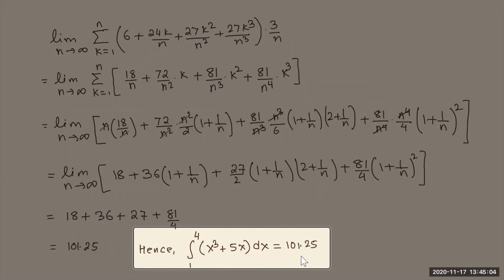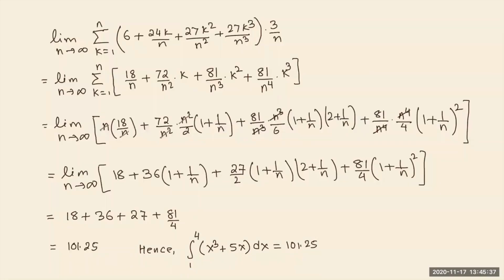We already know how to evaluate the indefinite integral. It will be an expression, and at the end it will be plus c. But when you're evaluating the definite integral, you will get a number. We use the Riemann sum to approximate the value of the definite integral. But here in this example, we use the limit of the Riemann sum, which will give you the exact value of the definite integral. So here, the integration from 1 through 4 of x cubed plus 5x is exactly equal to 101.25. That is the end of this example.